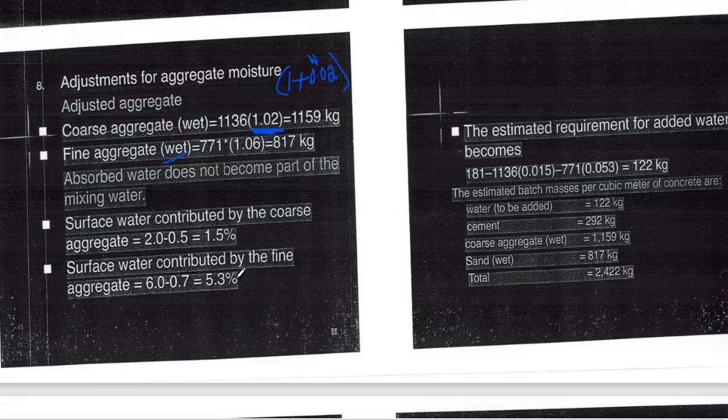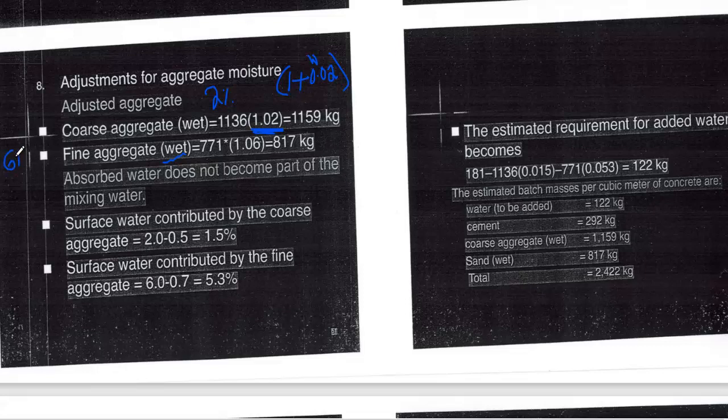Now the amount of water is here. You need to adjust the actual volume of water. Sir, can you repeat? This is not clear to me. This much amount of water you get because it is wet. 2% water is there in the coarse aggregate, and 6% water is there in the fine aggregate.